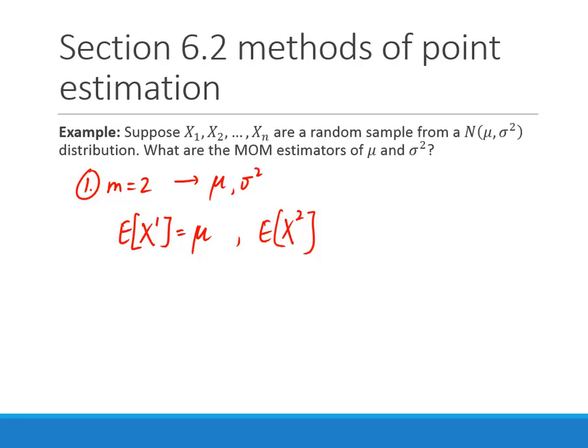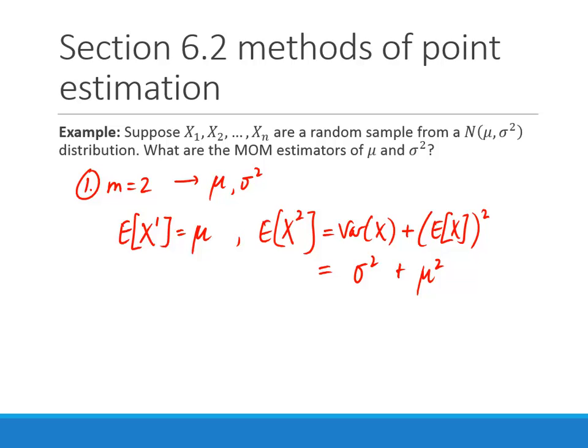And I guess in general, you could calculate that directly, but to save ourselves some time, again, we can use a shortcut that this is the variance of x plus the mean of x squared. It comes from that shortcut formula for the variance that we have. So then the second population moment is sigma squared plus mu squared. So I think we saw that previously on a slide.